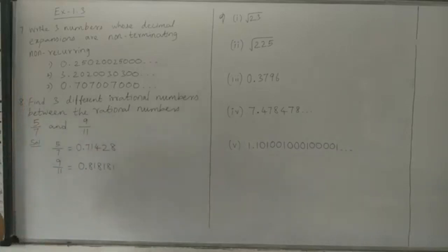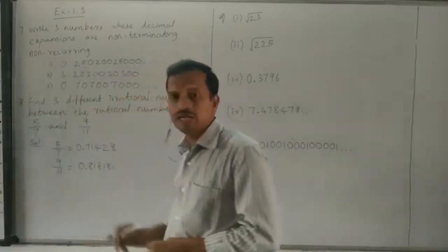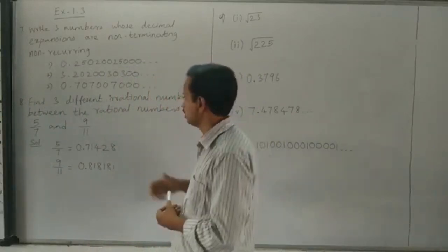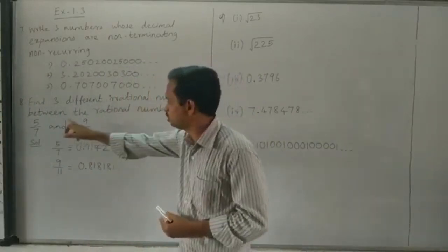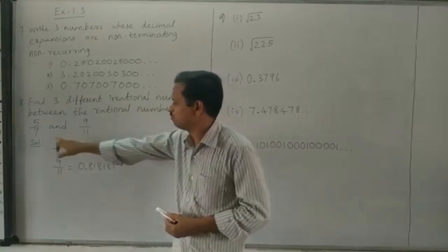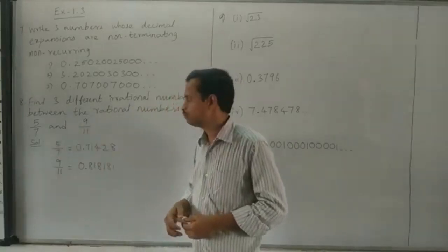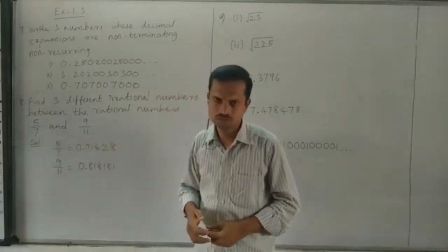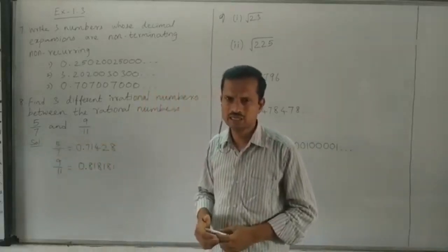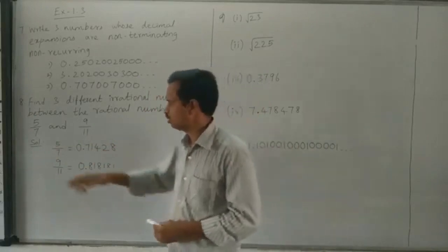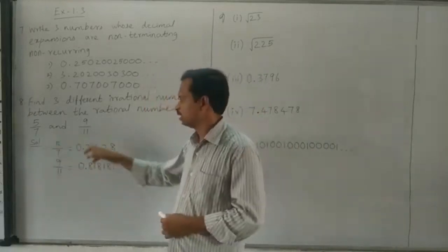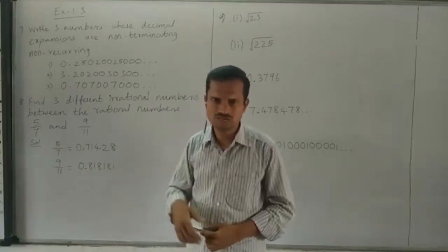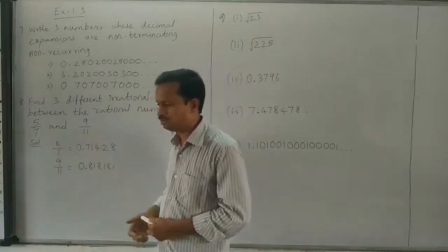And question number 8. Find 3 different irrational numbers between the rational numbers 5/7 and 9/11. So these are the given 2 rational numbers, and we know how to find the decimal expansion of 5/7 and 9/11 by the normal long division. You can find the decimal expansion.